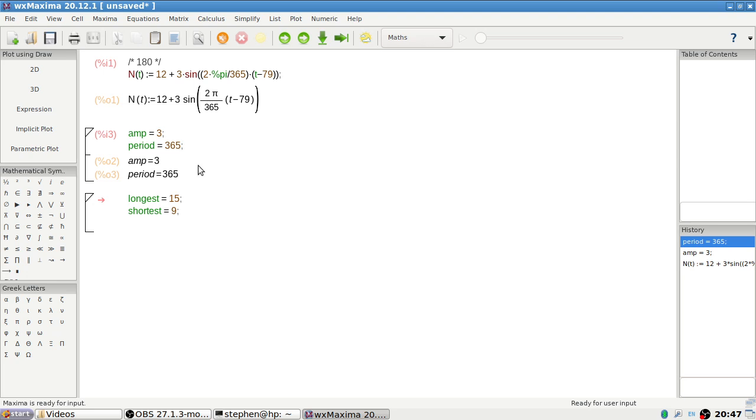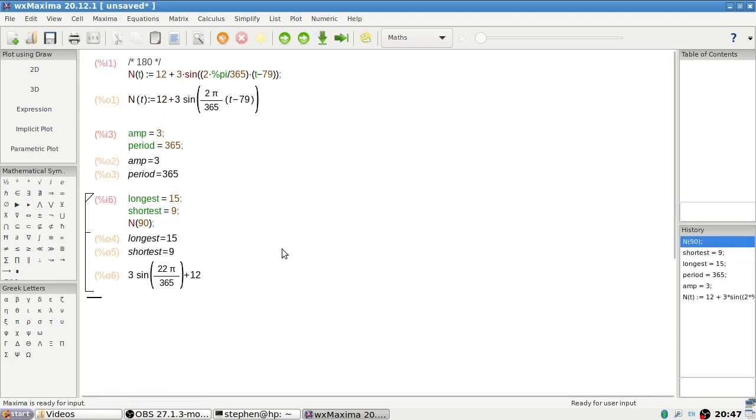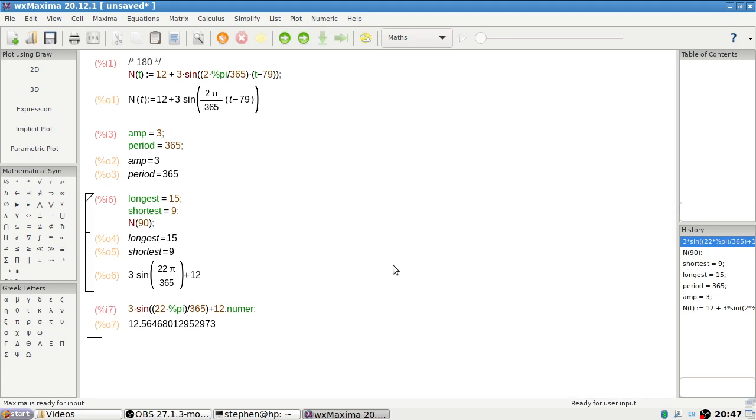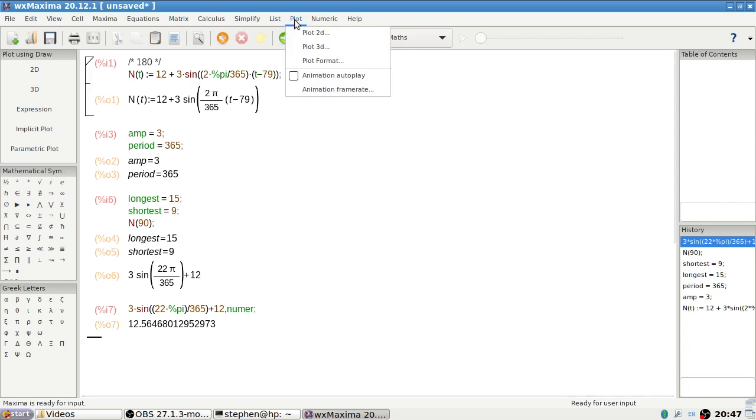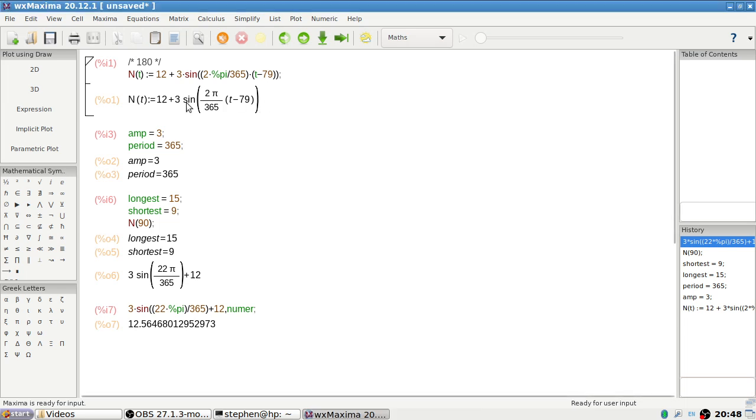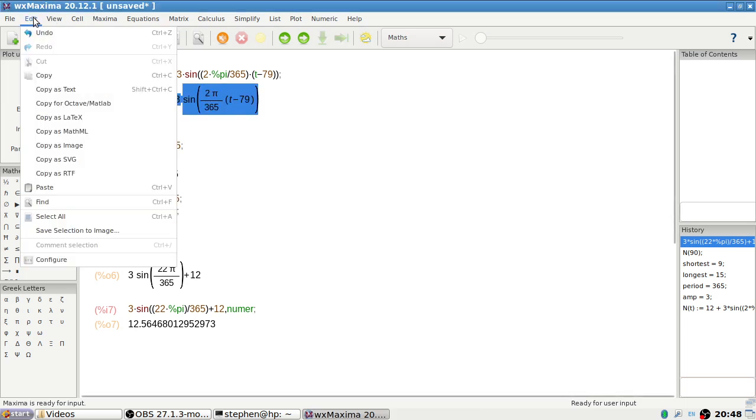Determine the number of hours of daylight 90 days after January 1st. So that's just N(90), isn't it? Okay, let's see what that is. Let's get numeric, of course, to make the answer human understandable. About 12.5 hours. Sketch the graph of the function for one period. Okay, now I forget. How do I do that? Will I just copy this over? Would that be the safest thing to do?